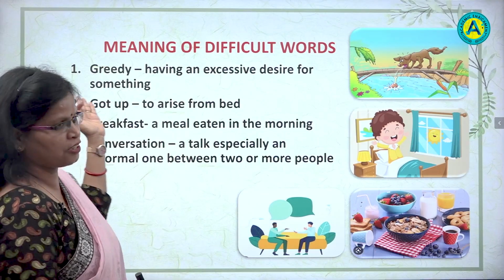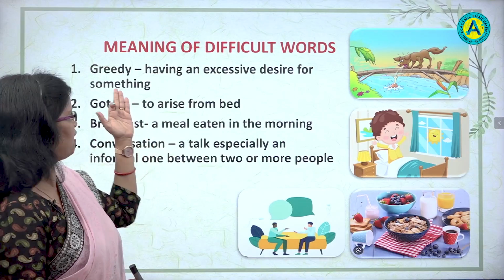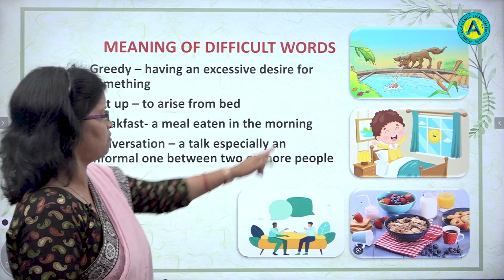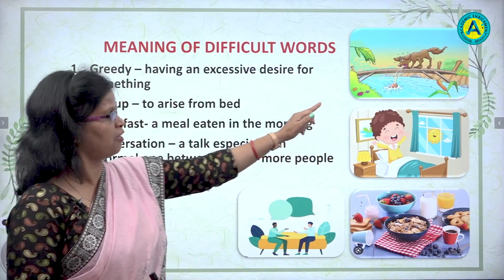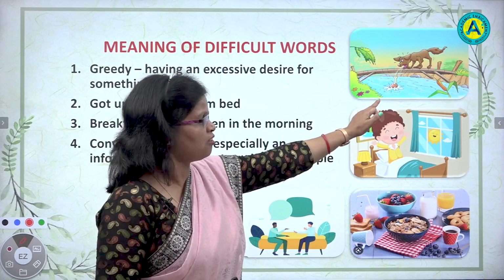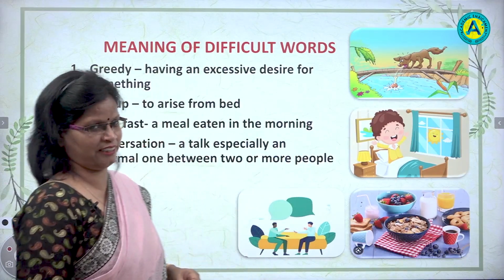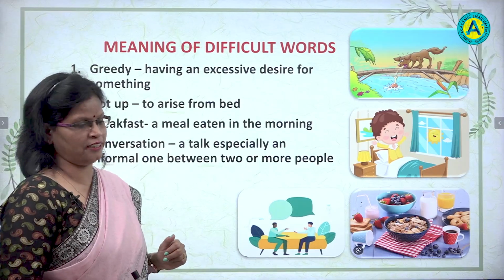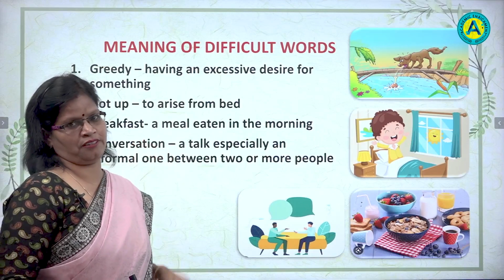Now let's know the meaning of those difficult words. See, the first one is greedy. Can you spell it? G-R-E-E-D-Y, greedy. Now, see this picture. This is the picture of a greedy dog. Here, the dog lost its bone due to its greediness, isn't it? So, here we can say the meaning of greedy is having an excessive desire for something.